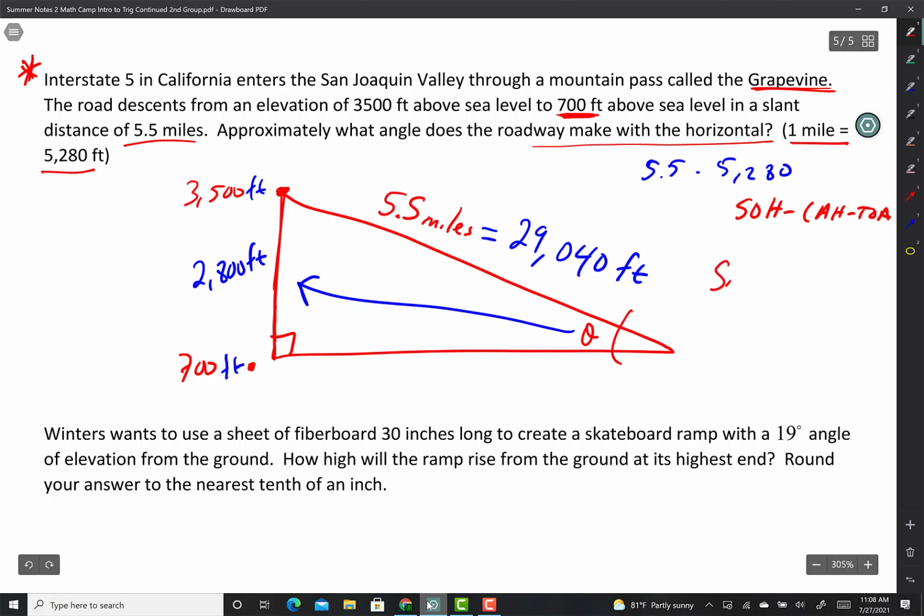So I'm going to write sine of this angle, that's what we're looking for, equals 2,800 divided by 29,040. How do I get theta by itself? Do the what? Inverse. Arc sine 2,800 divided by 29,040.